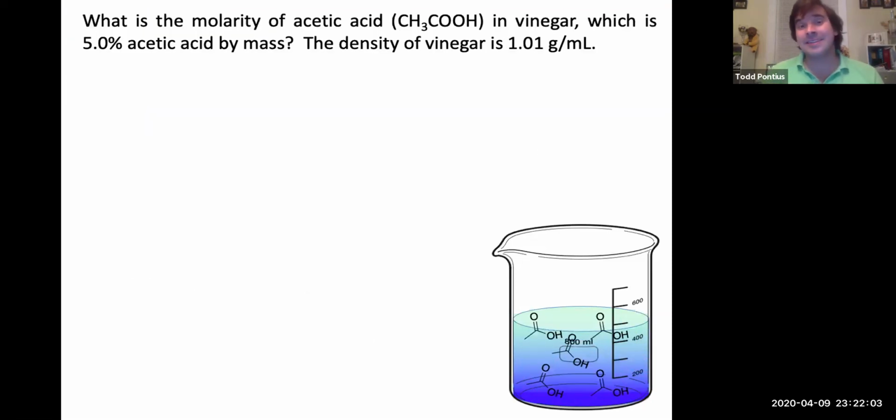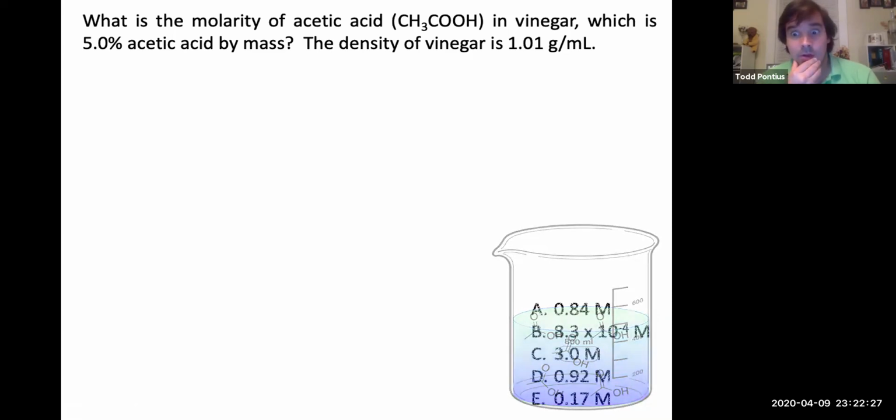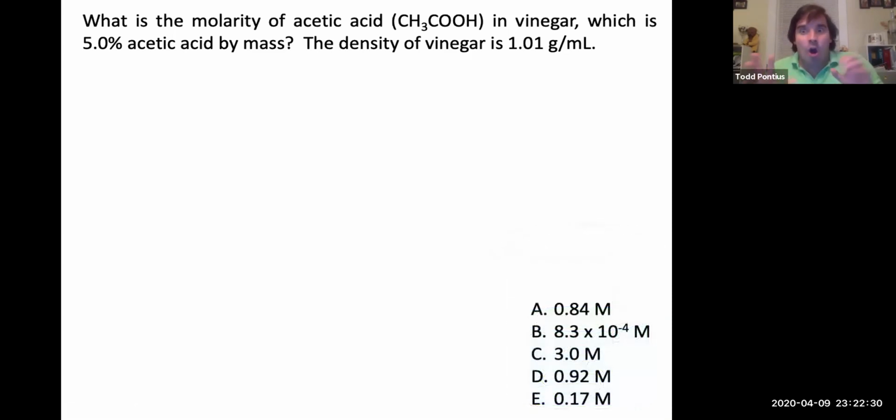This next question is about acetic acid. That's what gives vinegar its punchy taste. Turns out a lot of vinegars are about 5% or so acetic acid by mass. So we're given a density here of vinegar, and we're trying to find the molarity of acetic acid in a 5% acetic acid by mass solution. Okay, so there's no answer choices here. Or are there? Yes, we have another interactive solutions question. So go for it now.